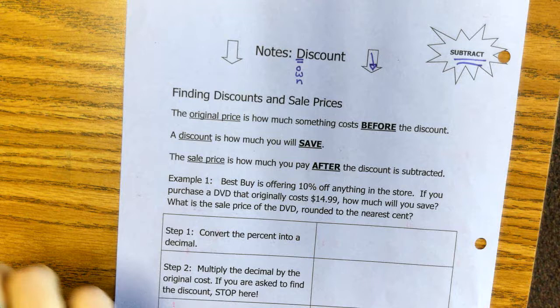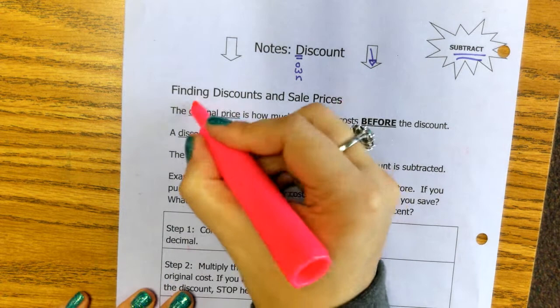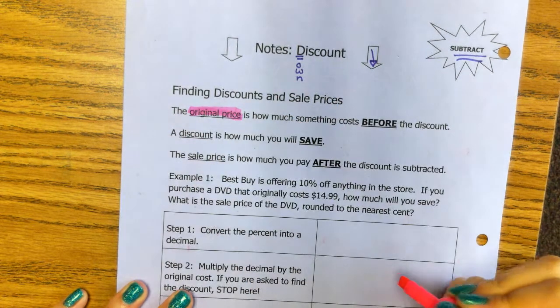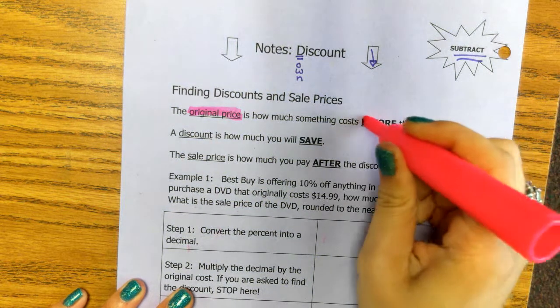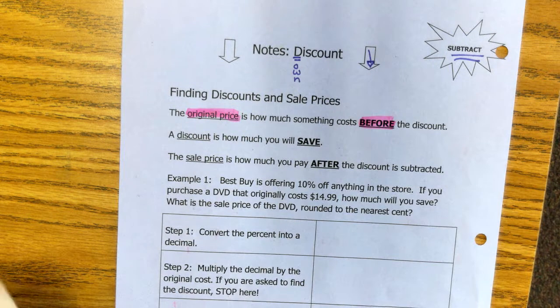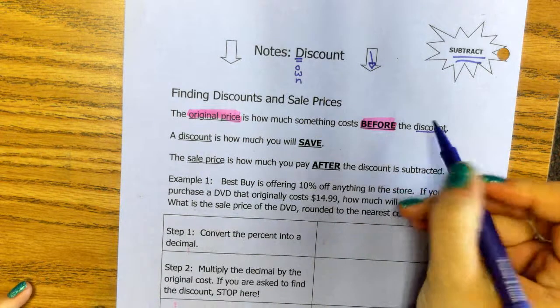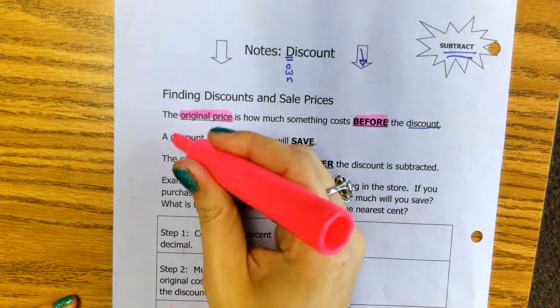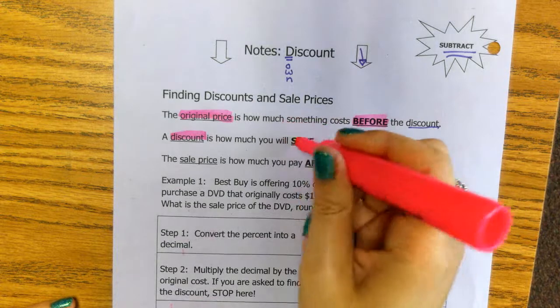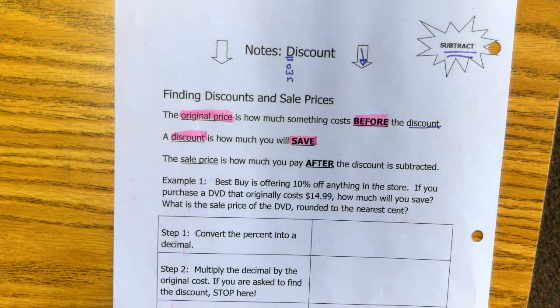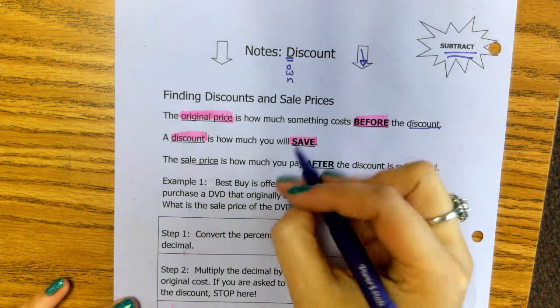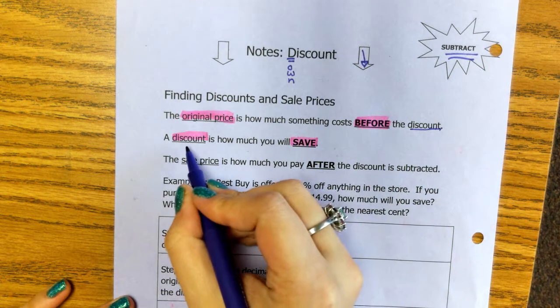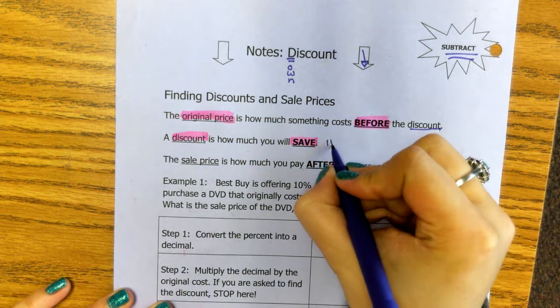Okay? So let's look at some of these vocabulary words. I've got the original price. So original price is what something costs before the discount. That's what you start with. That's when you go to the store and it says that these pants are going to be 20 bucks. The discount, this is how much you save. Discount is how much you save. So when it says those pants are 20% off and you're saving some money here, that's what you're talking about. The discount is how much you save. Okay, so I'm going to put that here.